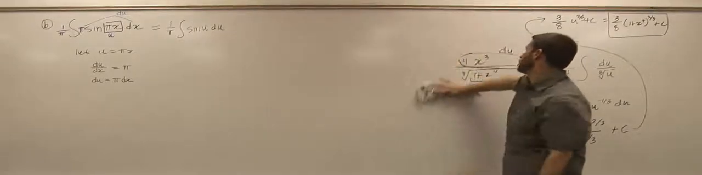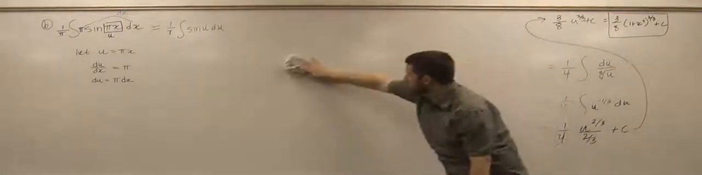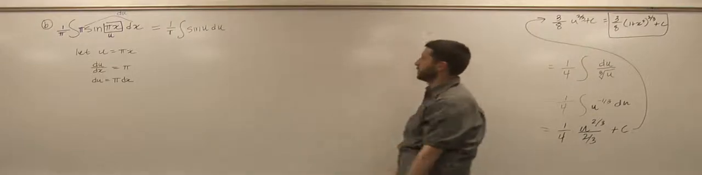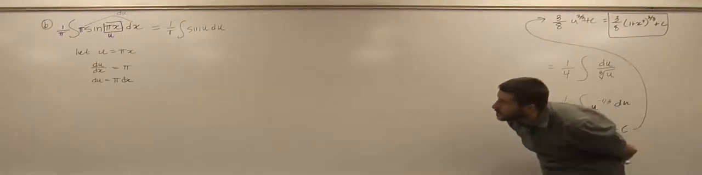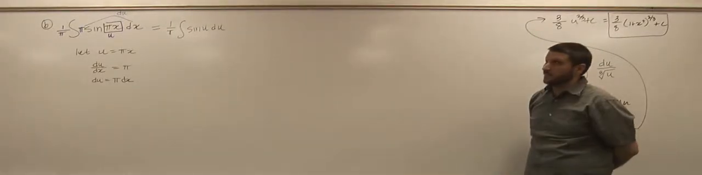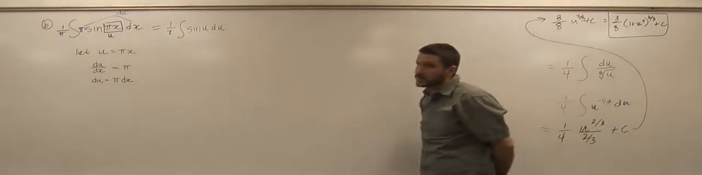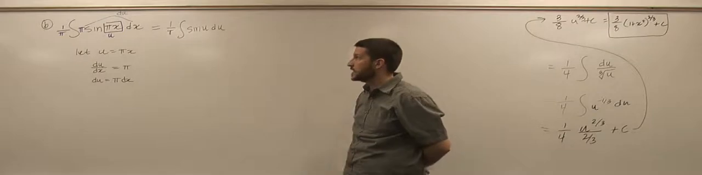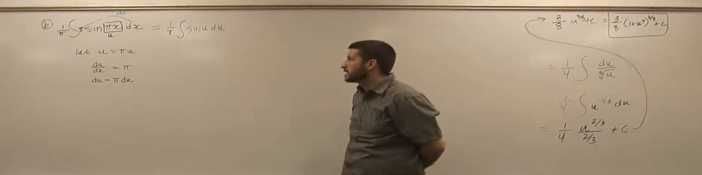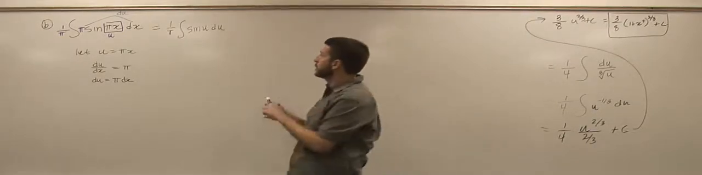Oh, now I have to do the integral of sine. What's the integral of sine? Negative cosine. It can't just be regular cosine because the derivative of cosine is negative sine. So it's got to pick up a negative sign.